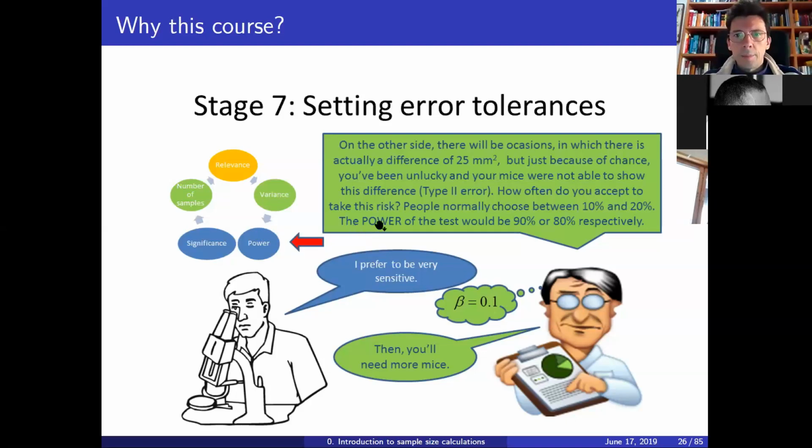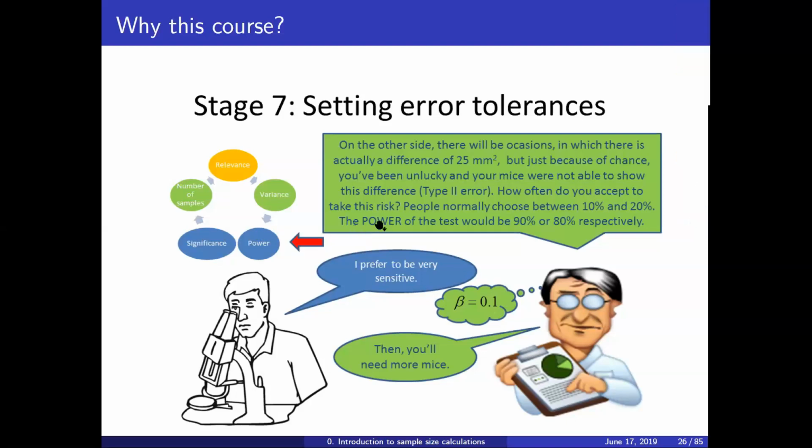And normally, typical values for this are like 10% or 20%, and then the statistical power is just the complement. So if you use 10%, the statistical power would be 90. Or if you use 20%, the statistical power would be 80.